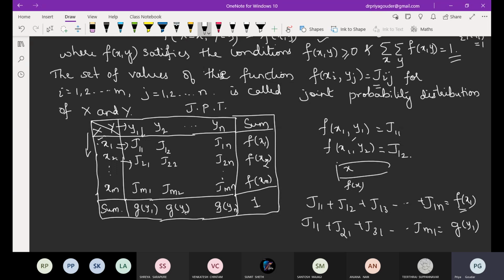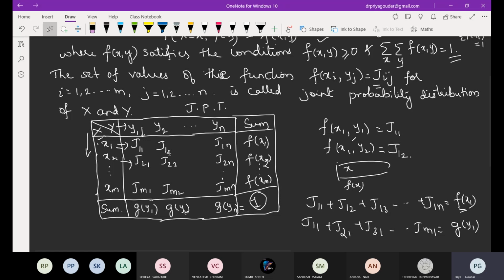One more observation you will come to know when you construct a joint probability table. If you add all these values, f of x1, f of x2, so on till f of xm, the sum is always equal to 1. And here also, if you add g of y1 plus g of y2, so on till g of yn, this sum is also equal to 1. This you can observe very clearly. Now, this bigger table is called a joint probability table.